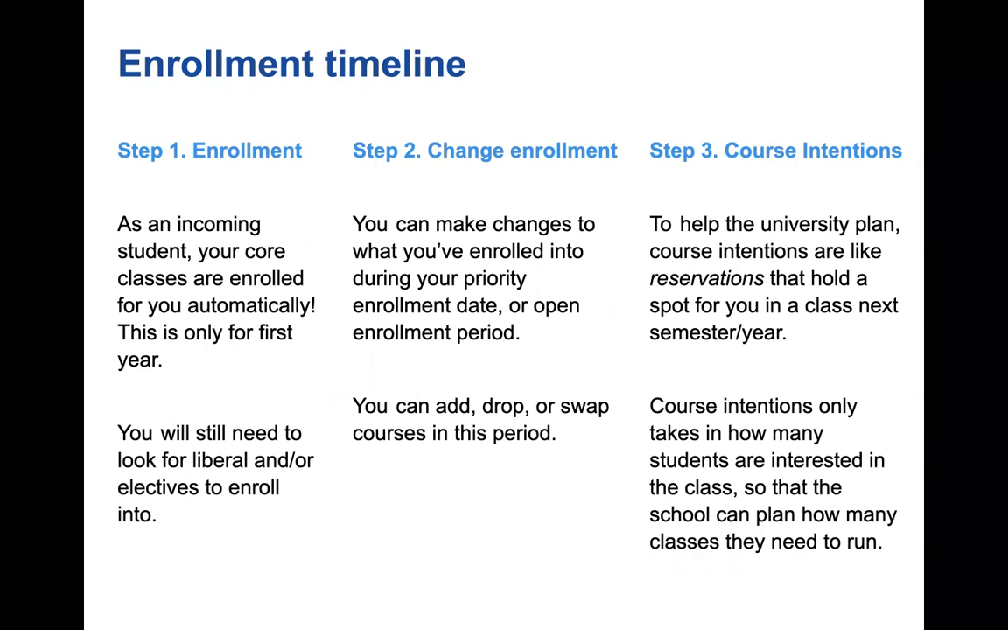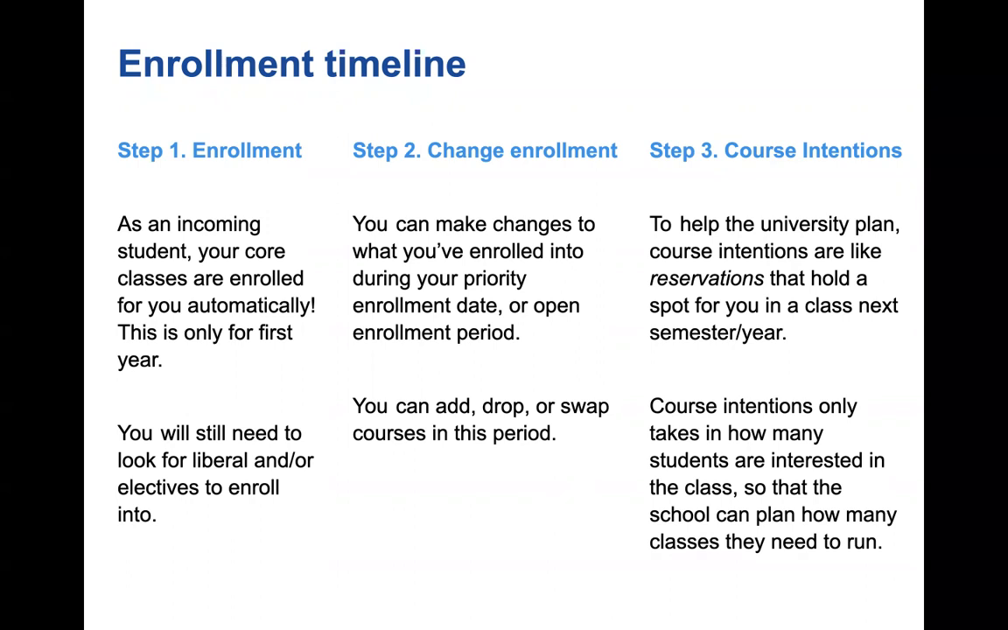Step 2, change enrollment. You can actually make changes to what you've enrolled into during your enrollment dates or open periods. In this period, you can add, drop, and swap courses in your schedule as well. Just know that there is a deadline to enroll into classes. Every year has a different deadline. You can only add, drop, or swap classes during a particular date.